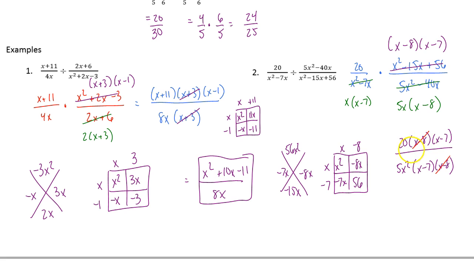Now let's see what can be reduced. So the x minus 8's cancel out, the x minus 7's cancel out. And you might notice that 5 goes into 20 4 times. So in the numerator, we are left with just 4, and the denominator just 1x squared. So this ugly mess simplifies to be 4 over x squared.